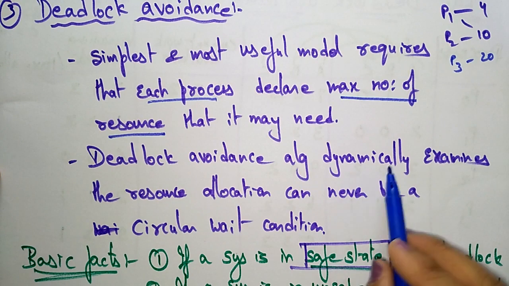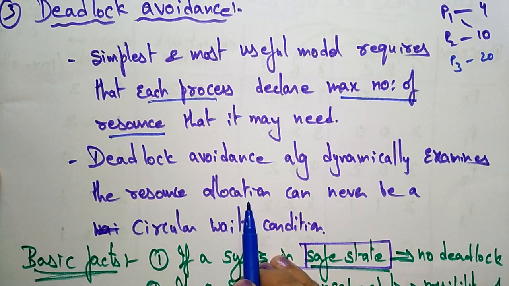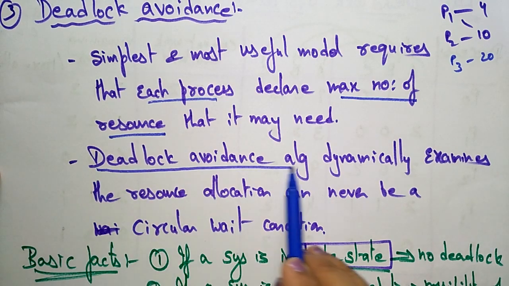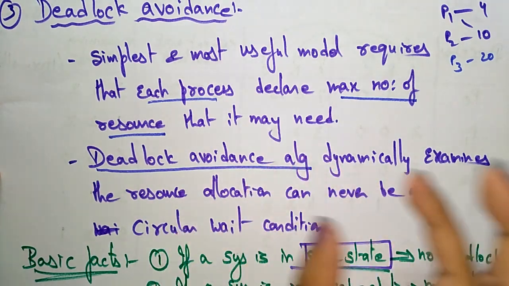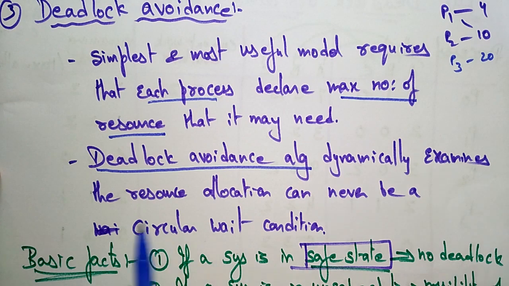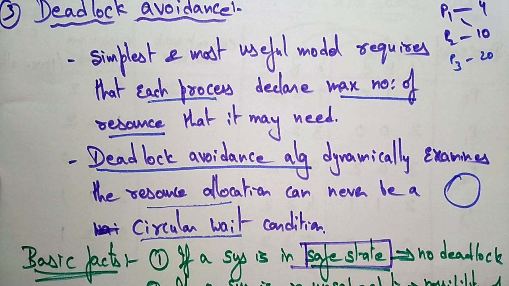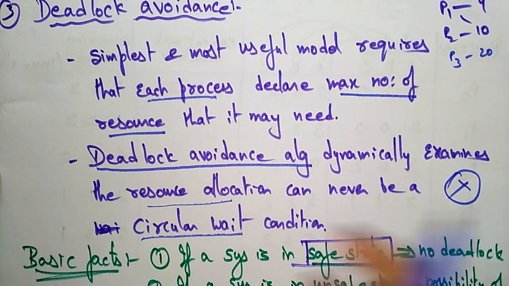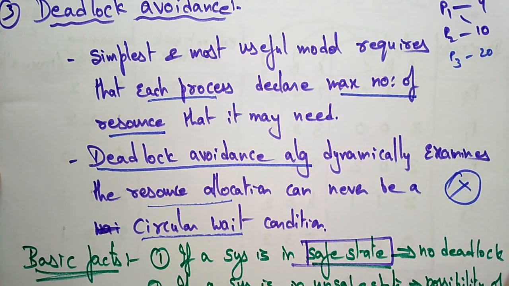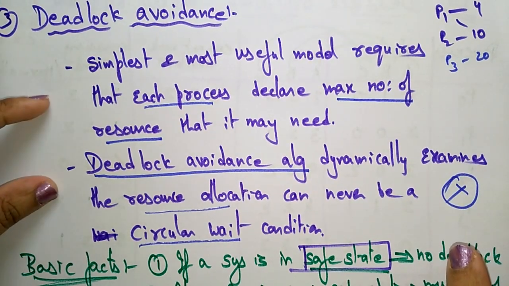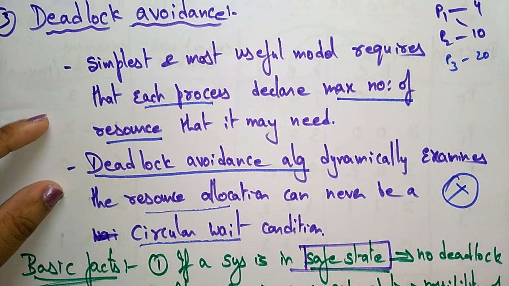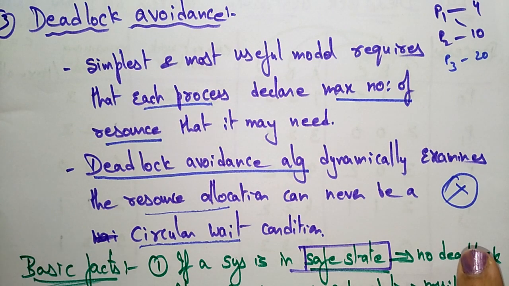And the deadlock avoidance algorithm dynamically examines the resource allocation so that a circular wait condition can never occur. So we are using a deadlock avoidance algorithm. It helps to examine the resource allocation, meaning to which process we have to allocate the resources so that it cannot form the circular wait condition, meaning it cannot form a loop. To take care of that, this algorithm will be used. By keeping these two points in mind, we can avoid the deadlock.